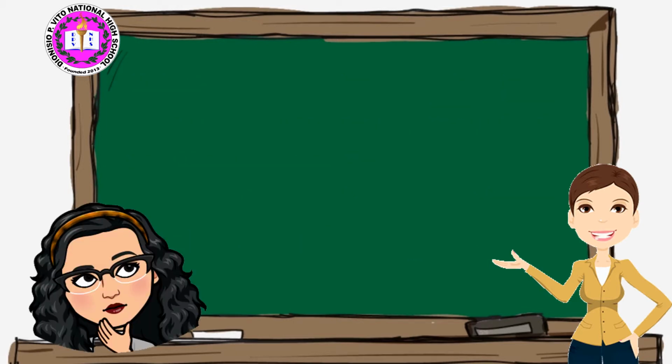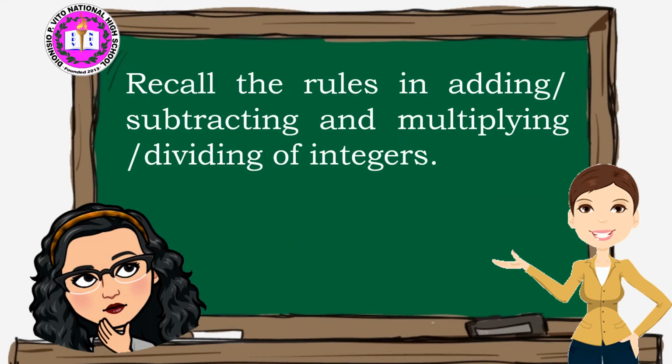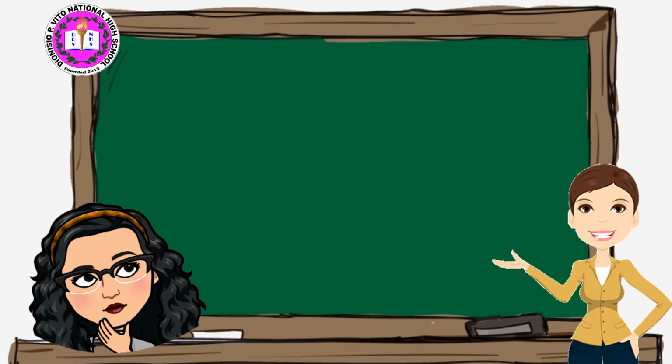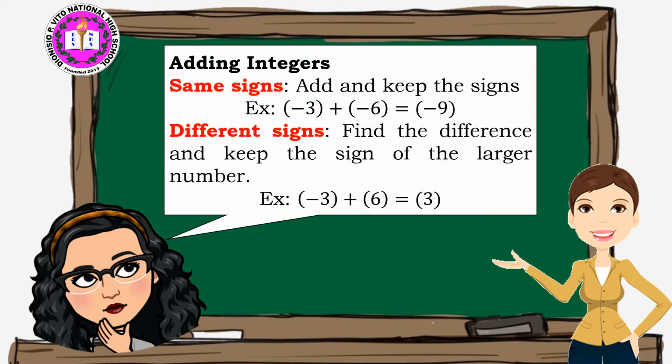Let us recall first the rules in adding or subtracting and multiplying or dividing of integers. In adding integers, if we have same signs, we're going to add and keep the signs. For example, negative 3 plus negative 6 is equal to negative 9. If we have different signs, we're going to find the difference and keep the sign of the larger number. For example, negative 3 plus positive 6 is equal to positive 3.